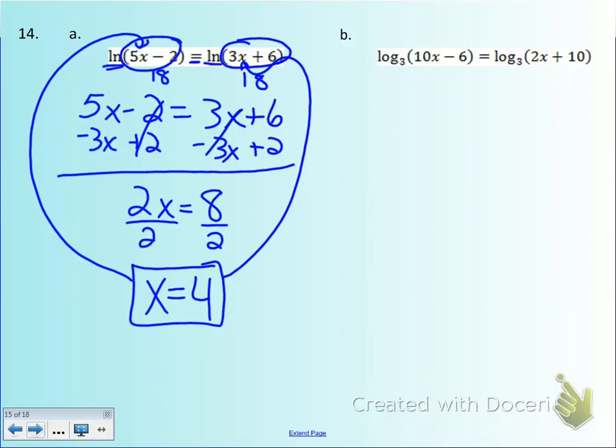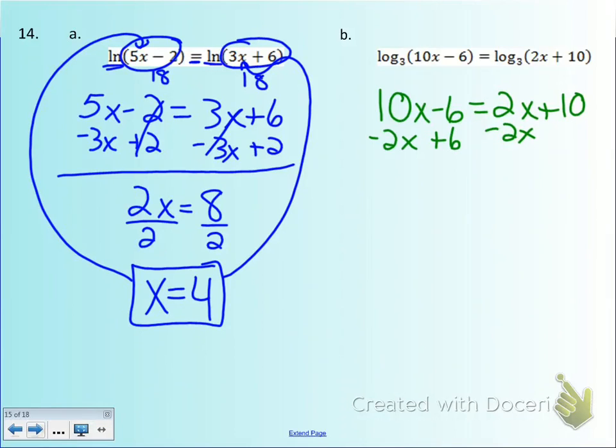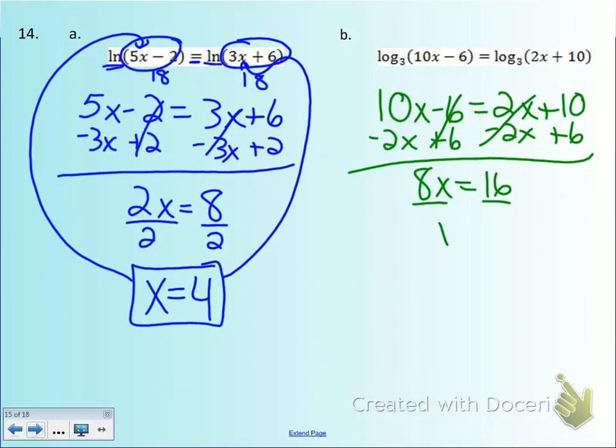Okay, next one. These are both log base 3. So again, we're going to set their parts equal to one another. 10x minus 6 equals 2x plus 10, and solve. Subtract 2x from both sides. Add 6. So we get 8x equals 16. Divide. We get x equals 2.